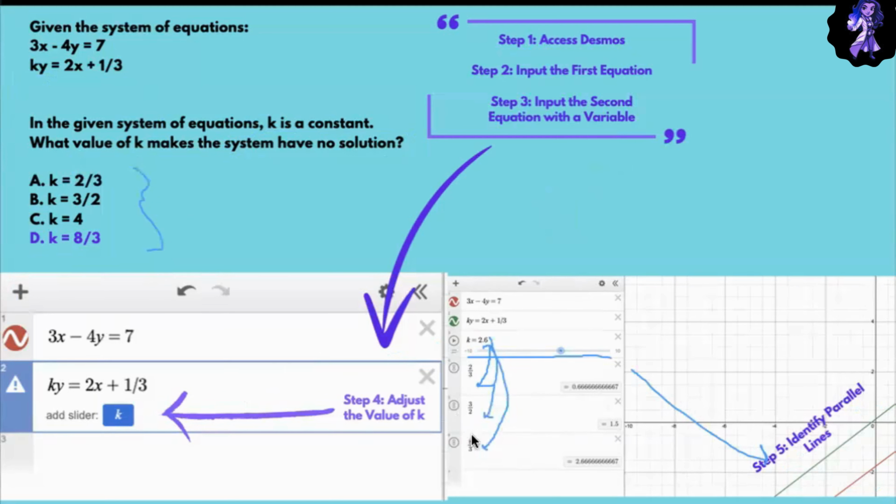And when I go to 8/3, because that is when I had k equals 2.6, that's around the time when I noticed the graphs were not lining up one on top of each other, or they were not intersecting around that value. And that's also what 8/3 is. It's the closest to 2.6. So in that case, I can select D.